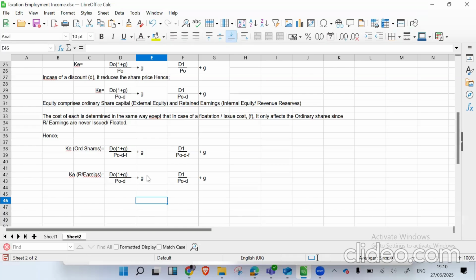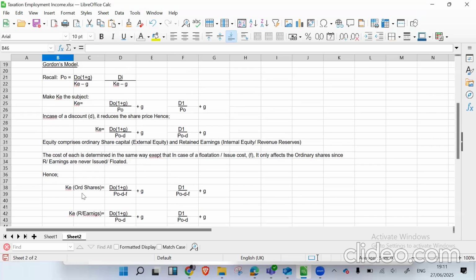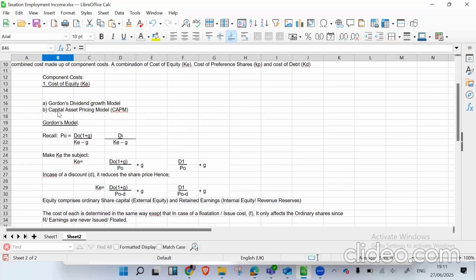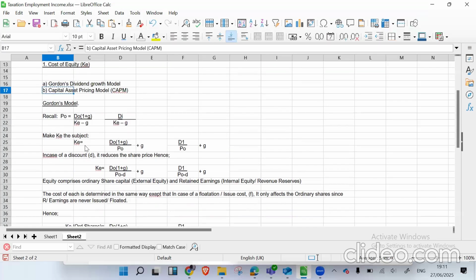Don't forget the two formulas of calculating the dividend growth rate. The nth root, most current over the most past, minus 1. Na ile ingine, where G equals to return on equity times the retention ratio. Of course, PO is the market share price, the price of the ordinary shares. D tumesema ni discount on issue of shares, and F is the flotation cost. I think that's fine. If you're okay up to that point, we can have number B.